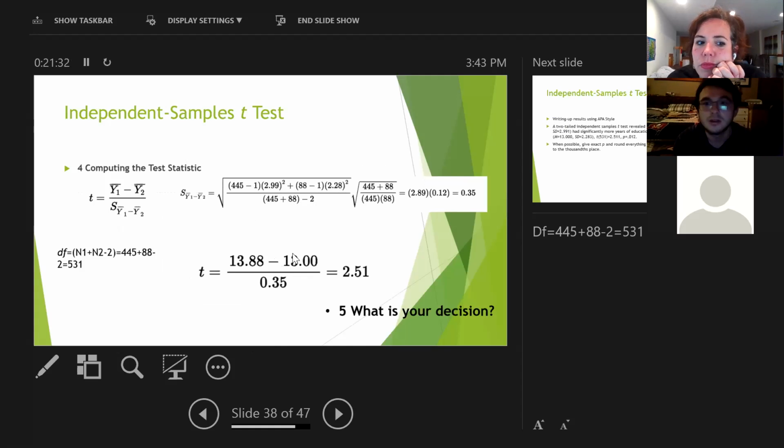Yeah, what's your question? So where does the 2 come from? Is that just because there's 2 samples? Because there's 2 samples. Okay, cool. Yep. The degrees of freedom are gonna be the combination of the 2 sample sizes minus 2. So your degrees of freedom here is 531. So then you take your 2 means, one was 13.88, the other one was 13, and you divide it by your standard error that you've got right here, the 0.35, and you get 2.51, okay?